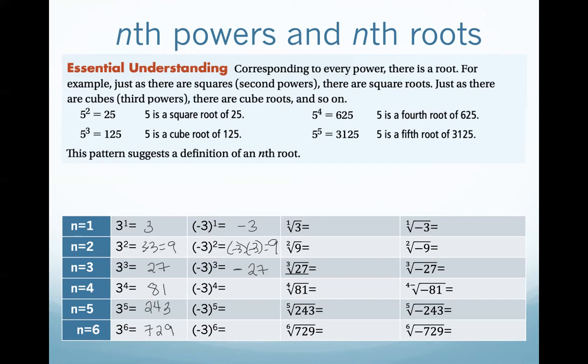-27. -3 to the fourth, 4 is even, so that's going to be a +81. -3 to the fifth, 5 is odd, that makes a -243. -3 to the sixth, 6 is even, so that's a +729. Notice the pattern of alternating positive and negative.